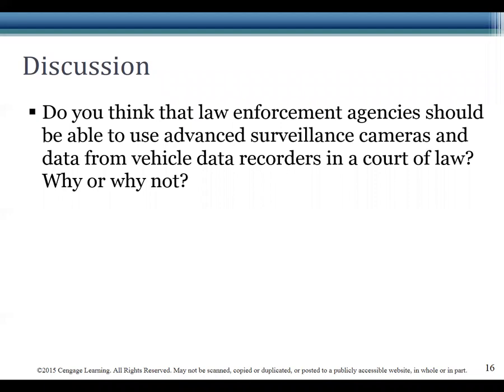Do you think that law enforcement agencies should be able to use advanced surveillance cameras and data from vehicle data recorders in a court of law? Why or why not? Depends.